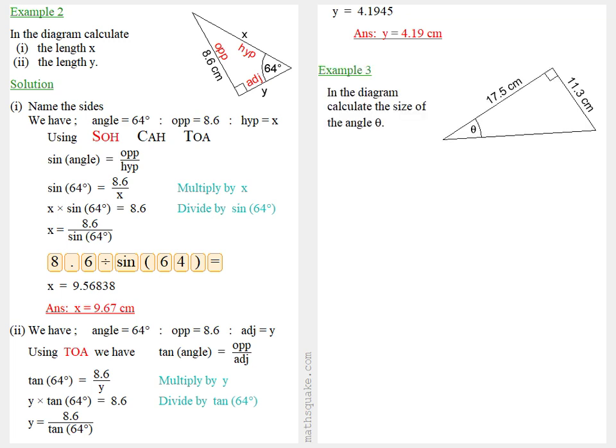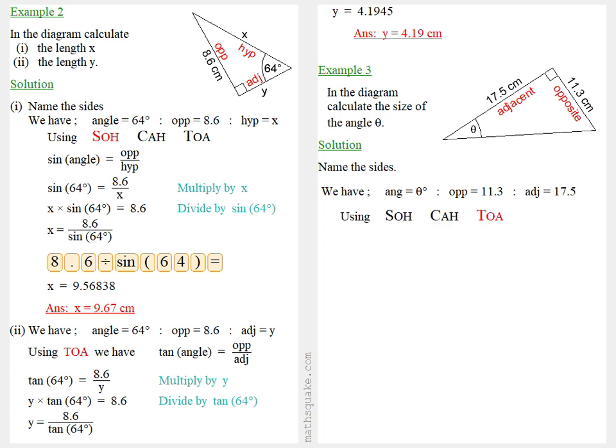In example 3, again, we've got a diagram and we've got to calculate the size of the angle theta. Now, to solve this, we name the sides. We've got the angle is theta degrees. We've got the opposite is 11.3. And we've got the adjacent is 17.5. So with opposite and adjacent, we're going to use TOA. Tangent of the angle is opposite over the adjacent. So the tangent of theta is equal to 11.3 over 17.5.